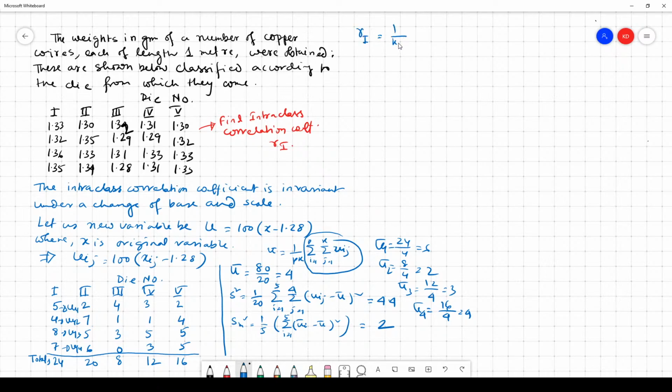And hence r_I equals 1 by (k minus 1) times (k into S_m square by S square minus 1). After replacing the value of S_m square by 2 and S square by 4.4, you get this value as 0.273. Now the interpretation of this value.